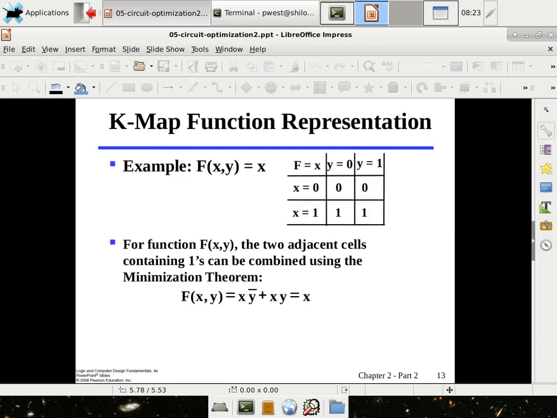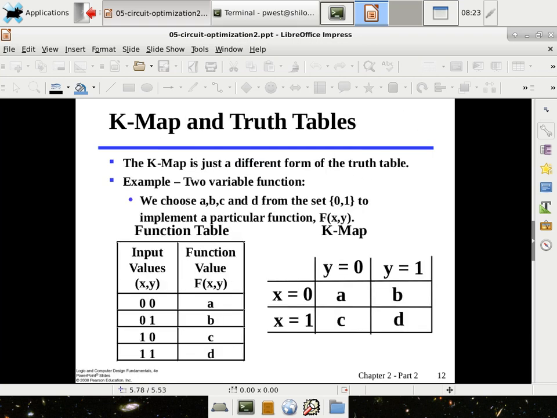How do you get the OR? So these are min terms. When you combine min terms, you OR them. If we were combining max terms, we'd be ANDing them.